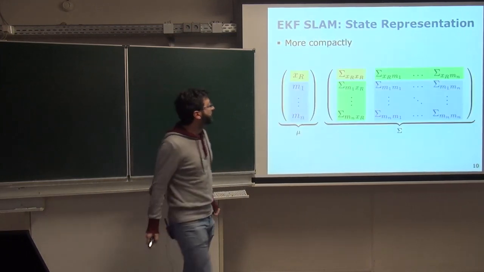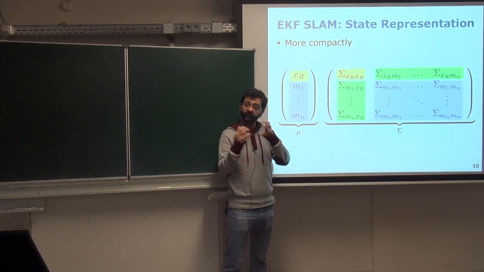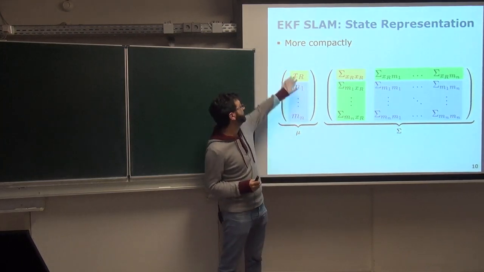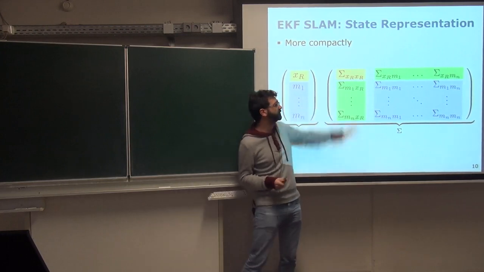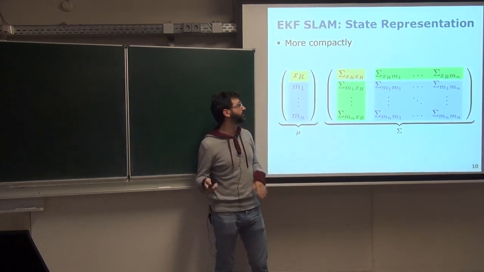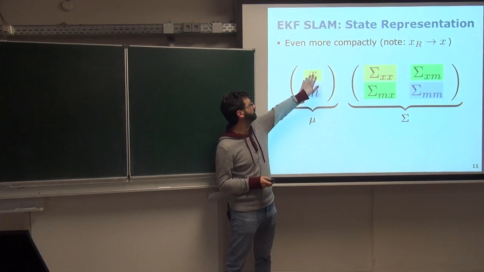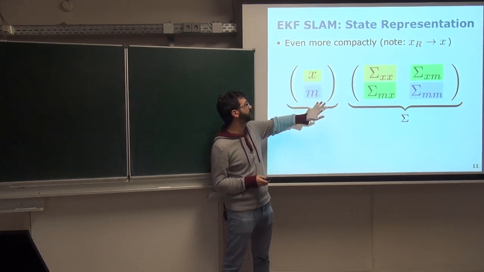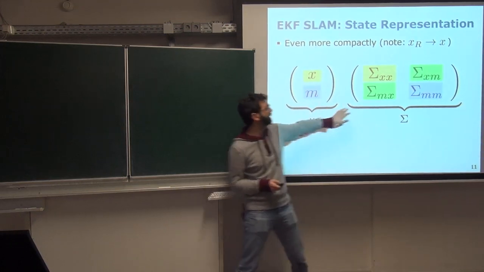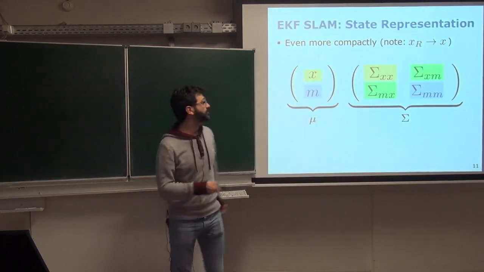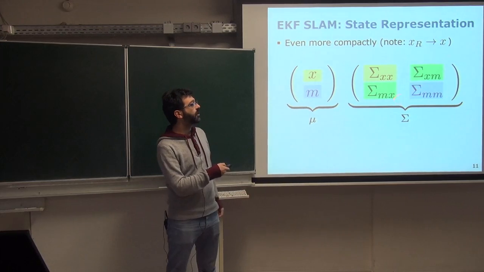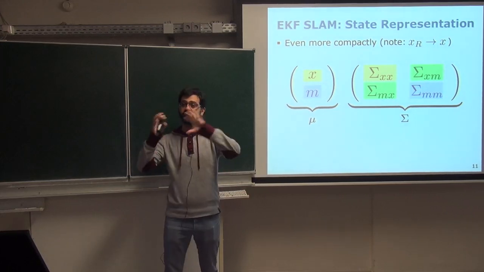You can even simplify them a bit further, so compactly. You say there is the pose, and then each individual landmark, like this. Or you can go even further down, where you say, I just have a state, so the pose of the robot, and the map, and I can consider the different blocks in this way.